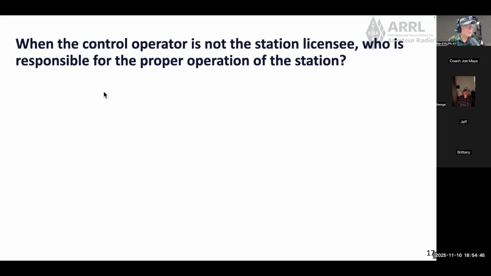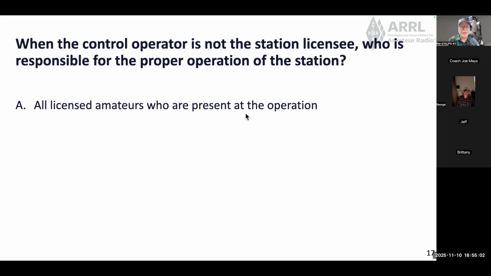When the control operator is not the station licensee, so we've got somebody that's operating a station, but that station is owned by another amateur radio operator, who is responsible for the proper operation of the station?